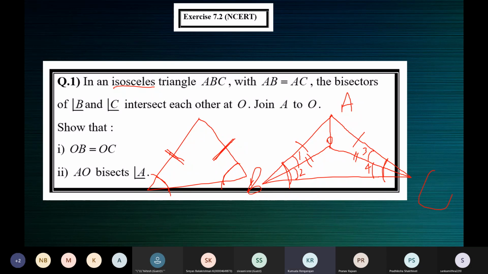So in triangle OBC, if angle 2 is equal to angle 4, that is, when two angles are equal, the sides opposite to them will be equal. In a triangle, when two angles are equal, the sides opposite to them will also be equal. So since angle 2 is equal to angle 4, OB is equal to OC.